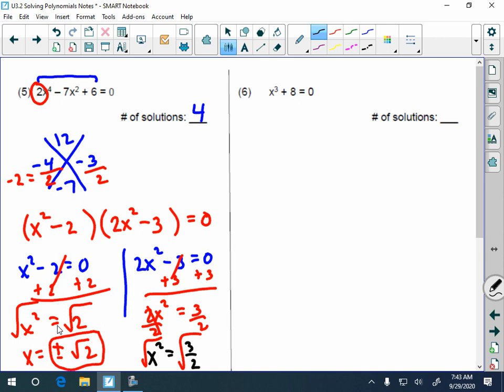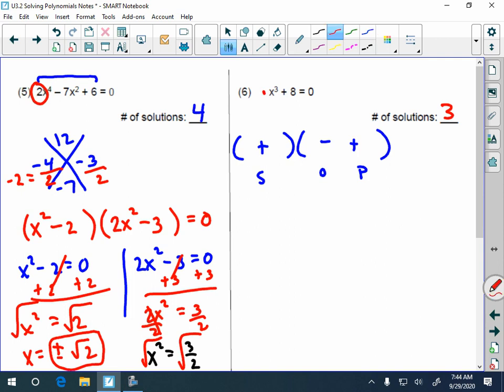All right, and the last one, number 6. Let's see, there's no GCF. It's a degree 3, so we're looking for 3 solutions. Let's see. It's a plus sign, so looks like we have cubes. All right, cubes, so we're going to use SOP to factor this. Okay, so SOP. So same sign, opposite the plus.